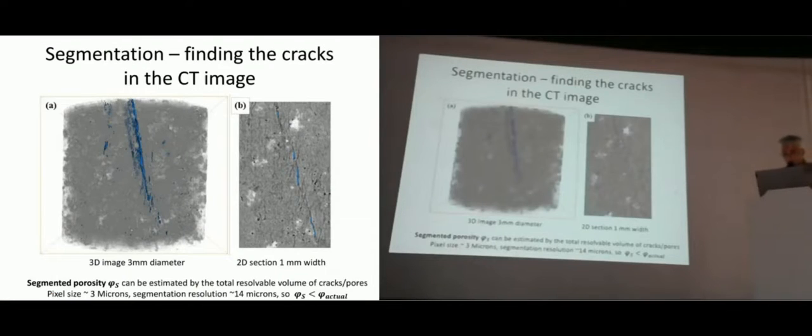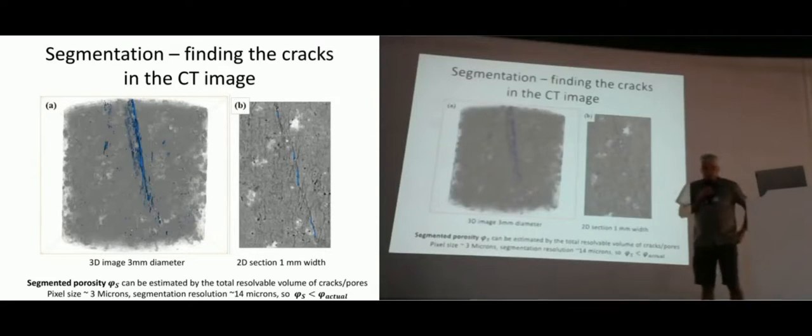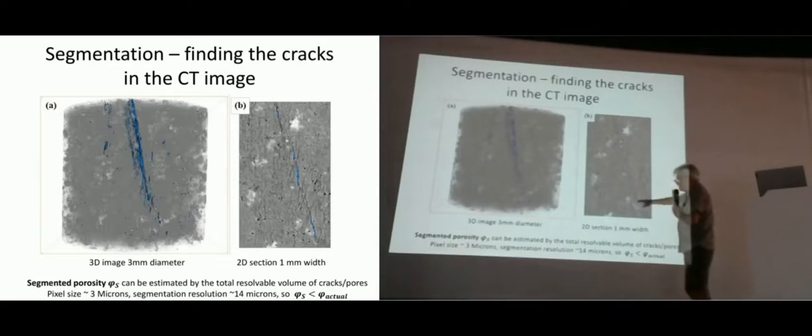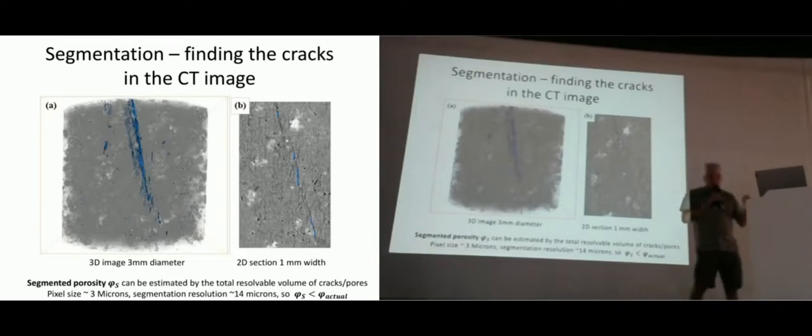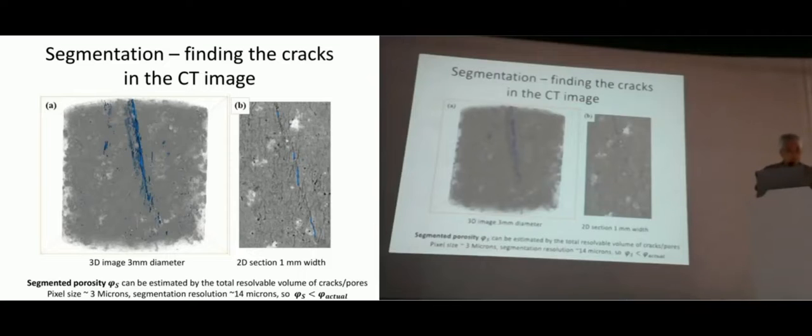And here are the images that you can get. On the left is the 3D image, and on the right is the 2D section. One of the biggest jobs is to isolate or segment the image and look for the things that you're interested in. In this case, it's the microcracks. So you can have a 3D image like this. You can see there's a lot of vertically aligned tensile microcracks.